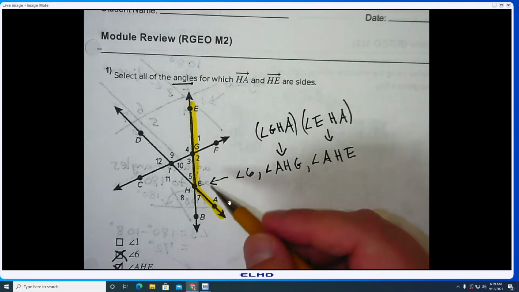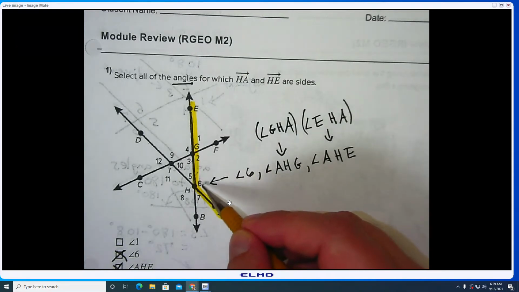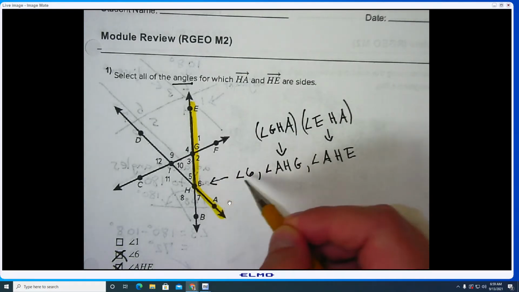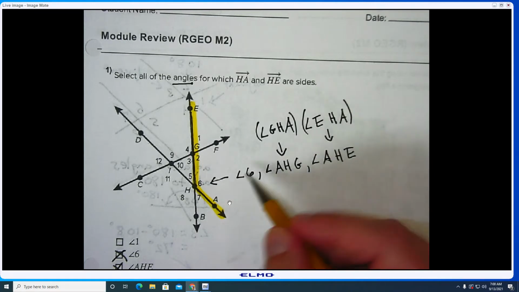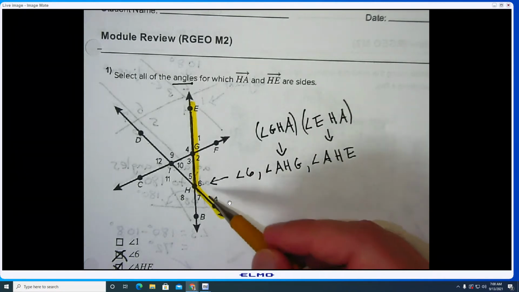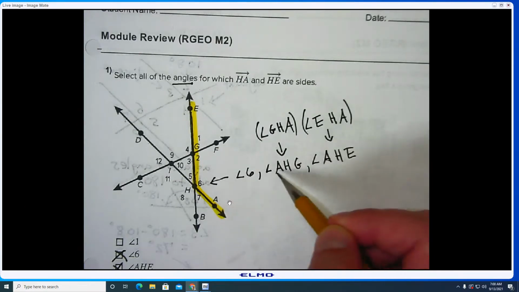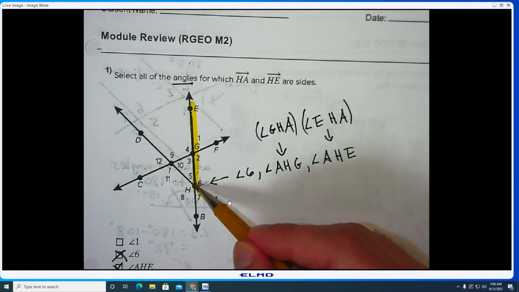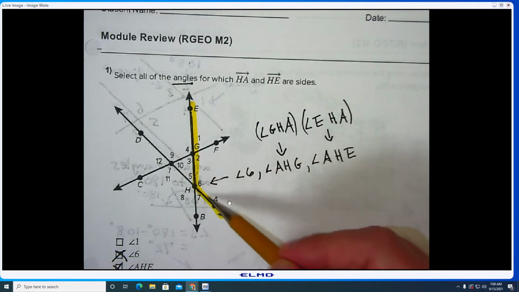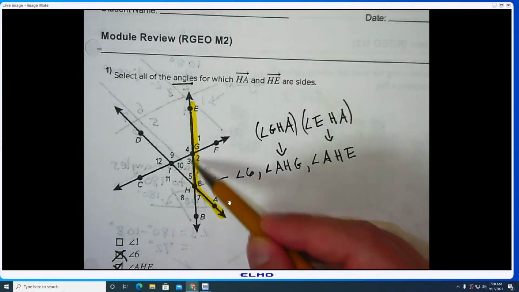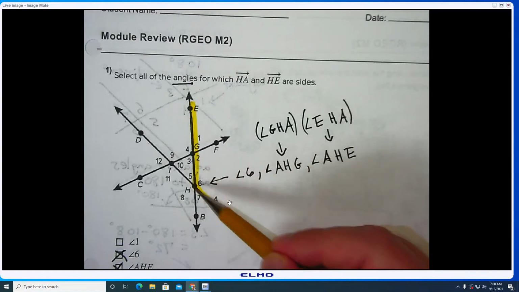It has several different names. We can call it by its name, exactly where the location is, which would be angle 6. We also have the points that make the angle. So we have 3 points that would make an angle. That would be A, H, G. So these 3 make that angle. And it doesn't matter the order, so we can also go G, H, A.